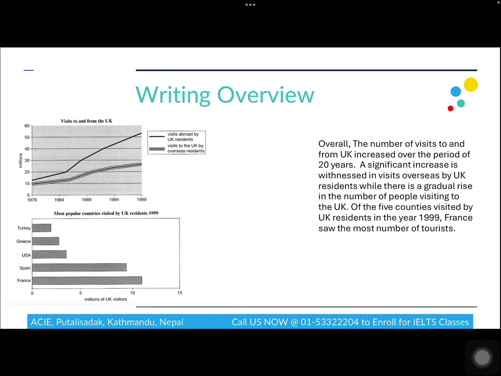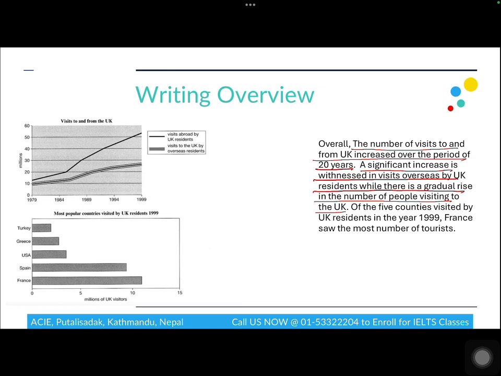Looking at the overview for this question, we just took note of a few major highlights. So the first thing that we saw was that both the numbers have increased. So overall, the number of visitors to and from UK increased over the period of 20 years. A significant increase is witnessed in visits overseas by UK residents, while there is a gradual rise in the number of people visiting the UK. So this was something that we took note of.